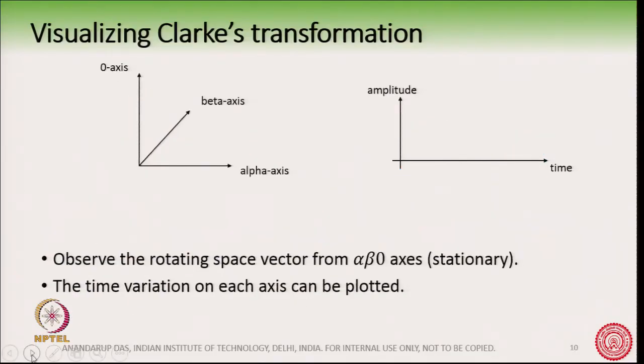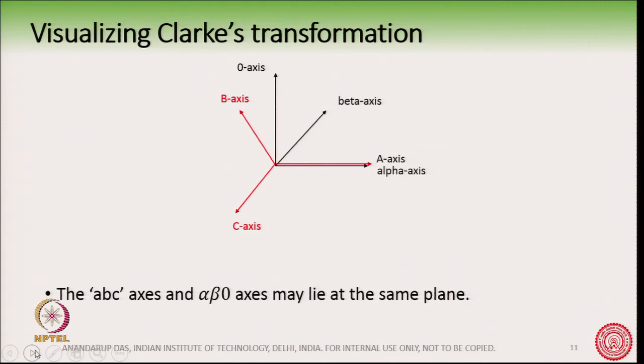Now, let us see the alpha, beta and 0 axis. The alpha, beta and 0 axis is another set of axes, and this set of axes may be on the same plane, or may not be on the same plane. So, first of all, let us see how this alpha, beta, 0 axis appears. This is shown by this diagram here.